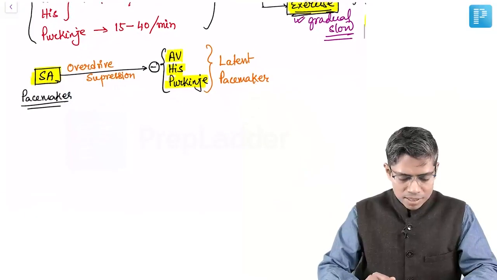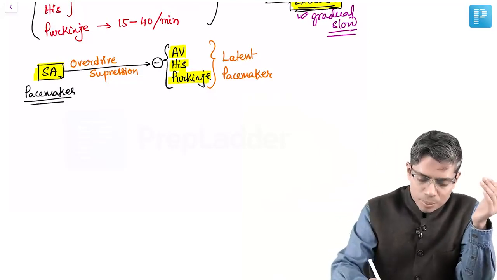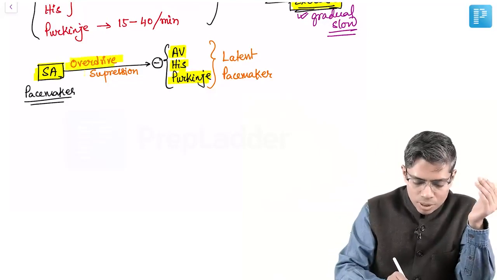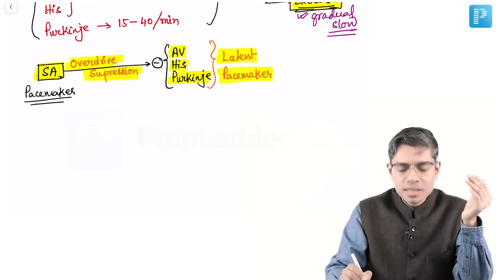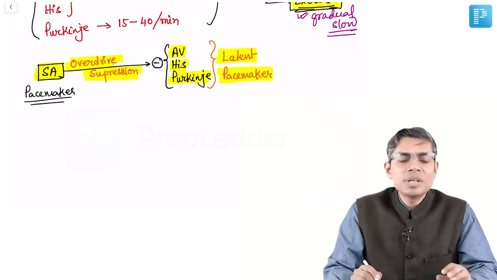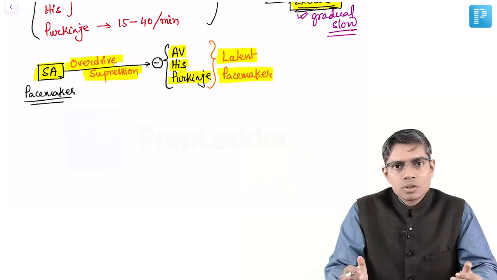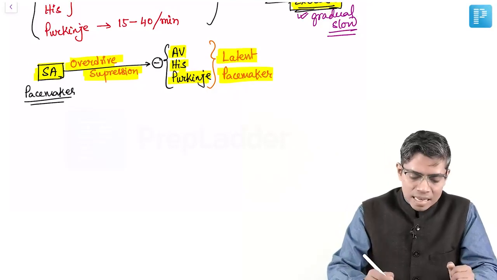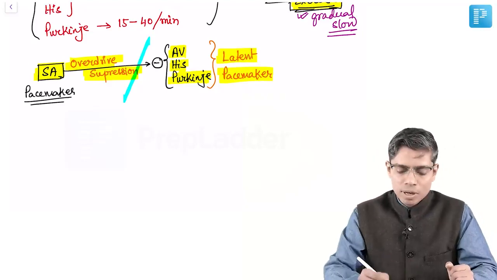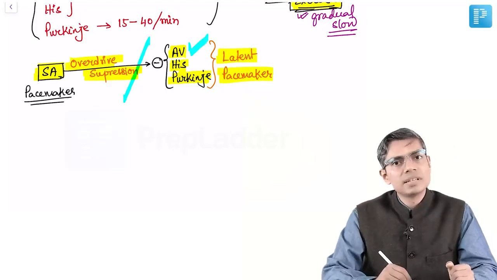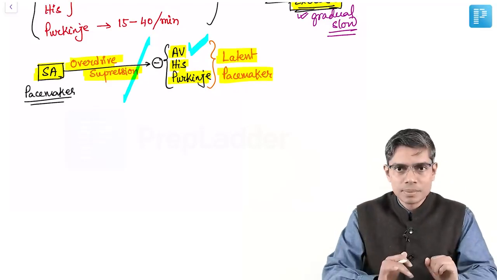So now we were discussing this overdrive suppression. Overdrive suppression is a property of the SA node. Because of this overdrive suppression, the latent pacemaker normally remains sleepy. They are sleeping in your heart, but whenever requirement is there, it can be activated. So suppose due to certain reason, the SA nodal conduction is not going to the other part of the heart. What will happen? This AV node will be reactivated and it will start beating, right? That is the meaning of latent pacemaker.